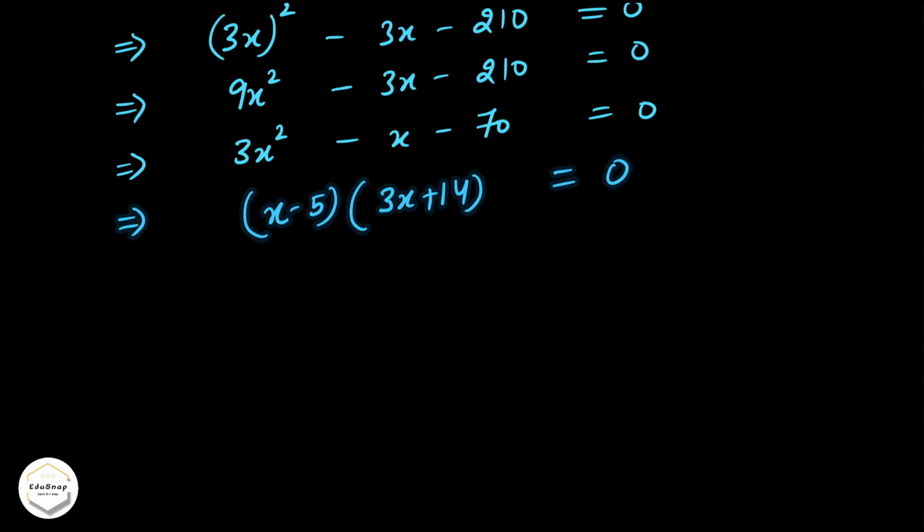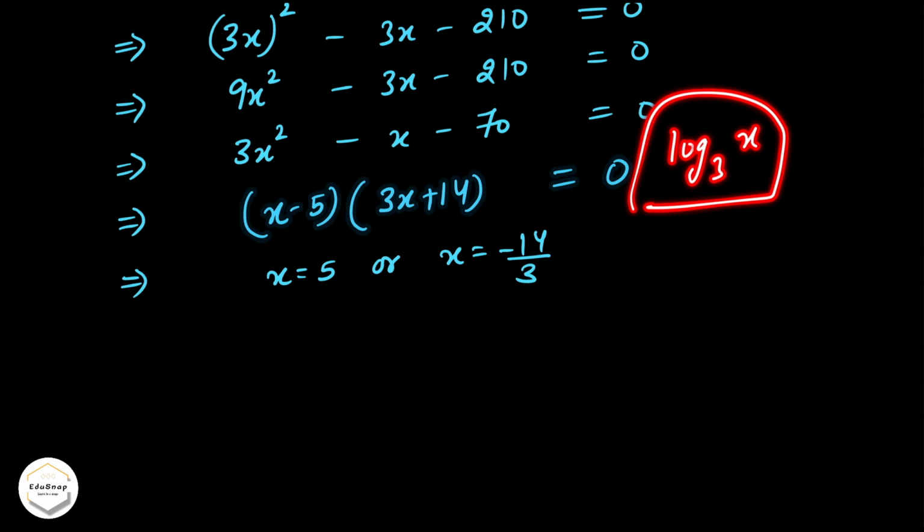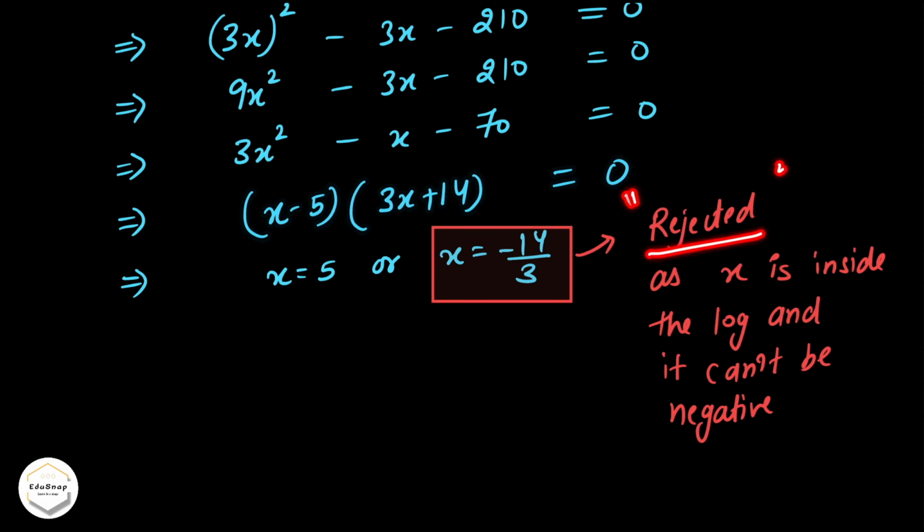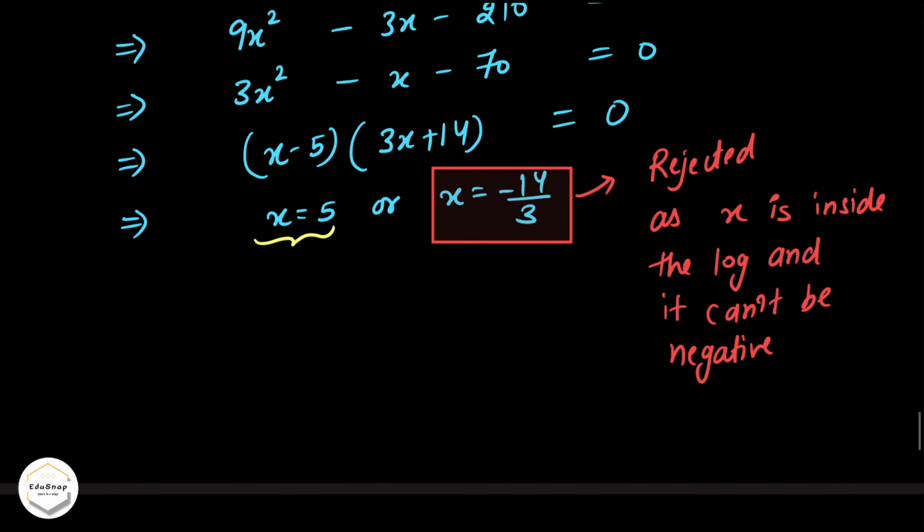Now from here I will say x is going to be 5 or minus 14 by 3, and this is not going to be possible because we have log x to the base 3. That means here x must be greater than 0, that we learn in the function chapter. Anything we put in the log must be positive. So it is going to be rejected because x here is negative. Now the final answer is x equal to 5. This is the only possible solution.